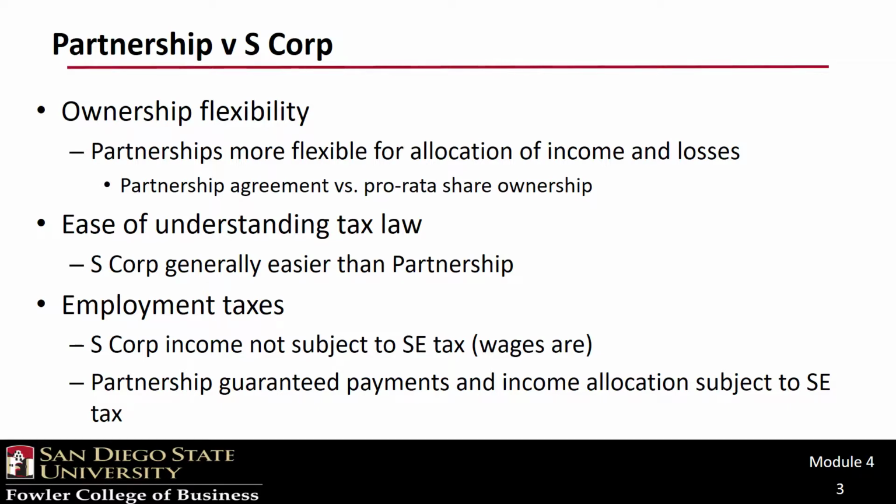Partnership income is subject to self-employment tax, whether distributed through guaranteed payments or income allocation. S-corp owners pay employment taxes only on the wages paid by the S-corp, and the remaining income allocation is treated as ordinary income, but is not subject to the self-employment tax.